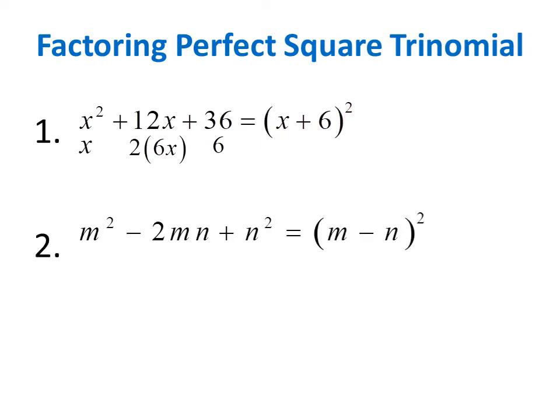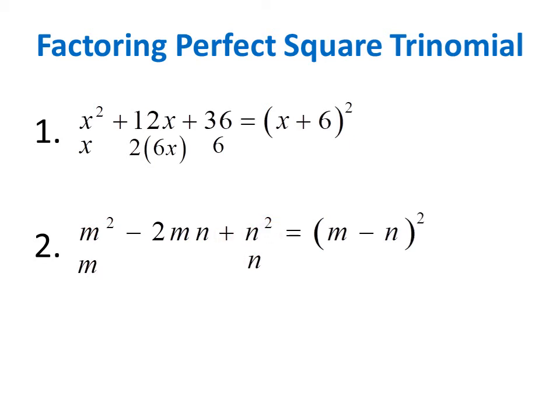Second example, let's say we have to factor the trinomial m squared minus 2mn plus n squared. Do we have a common monomial factor? No, because the coefficient of m squared here is only 1. The next question: is this a perfect square trinomial? Let's check. Can we get the square root of the first term, m squared? Yes, that's m. Can we get the square root of the third term, n squared?